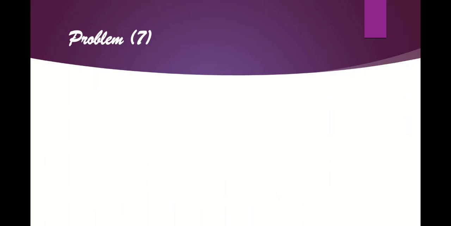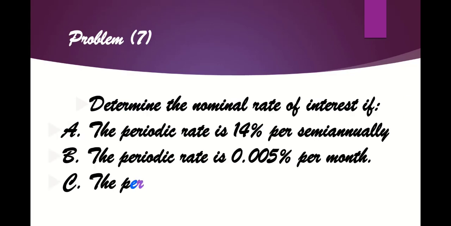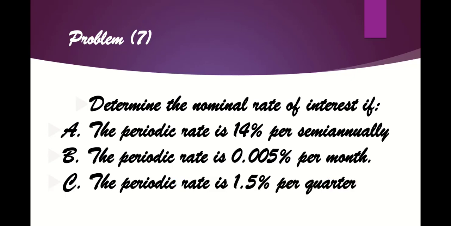Problem number 7. Determine the nominal rate of interest if the periodic rate is 14% per semi-annually. The periodic rate is 5 per thousand per month. The periodic rate is 1.5 per quarter. Number 2, again, the periodic rate is 5 per thousand per month.